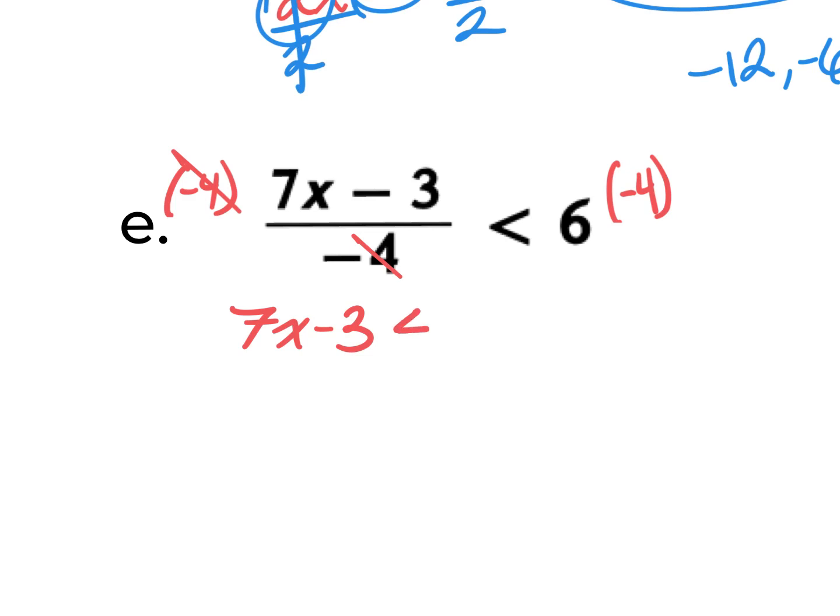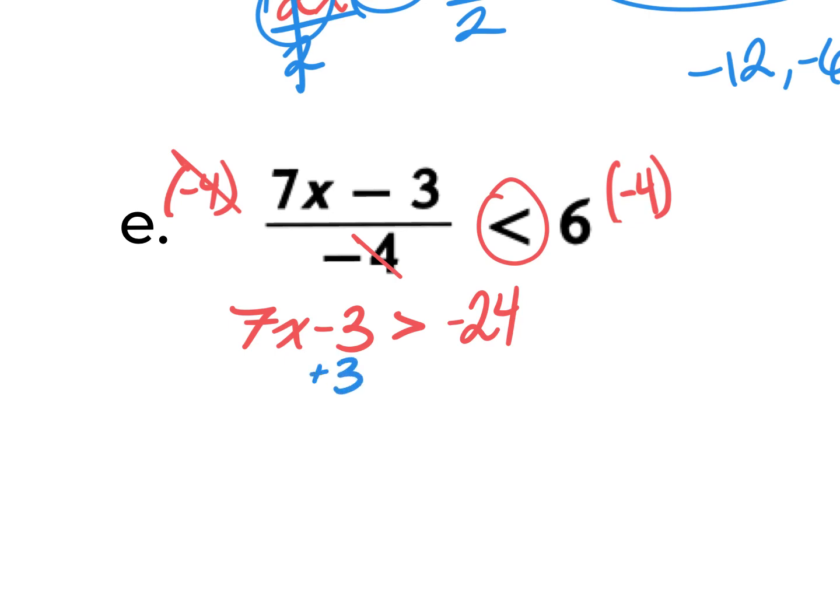Okay, and that is not going to be less than anymore because, like I talked about, if you divide by a negative value, you're going to flip your sign. But if you also multiply by a negative value, you're going to flip your sign. So now this is greater than, and 6 times negative 4 is negative 24. So now we end up with this inequality, 7x minus 3 is greater than negative 24. All right, so now we're down to a two-step inequality again, which is nice.